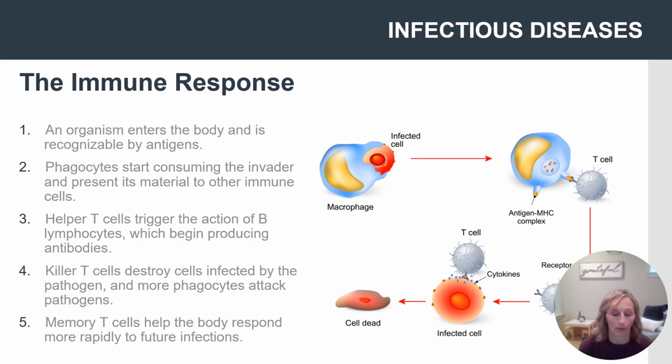The immune response happens when an organism enters the body and is recognized by antigens. The phagocytes start to eat it, consuming the invader, and present its material to other immune cells. The helper T cells trigger the action of B lymphocytes, which then begin producing antibodies. The killer T cells destroy the cells infected by the pathogen, and more phagocytes attack. So again, that's consistently going on. And then memory T cells help the body respond more rapidly to future infections. So if it's present in the body again, the body recognizes that and will work on it.